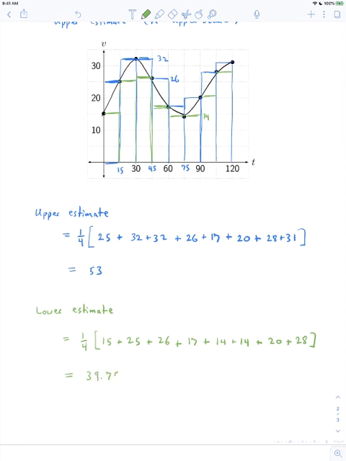So these are our upper and lower estimates. So whatever the actual distance traveled, whatever the area is under the curve, we can be reasonably certain, given the information that we have here, that the actual distance is bigger than 39.75 and smaller than 53.